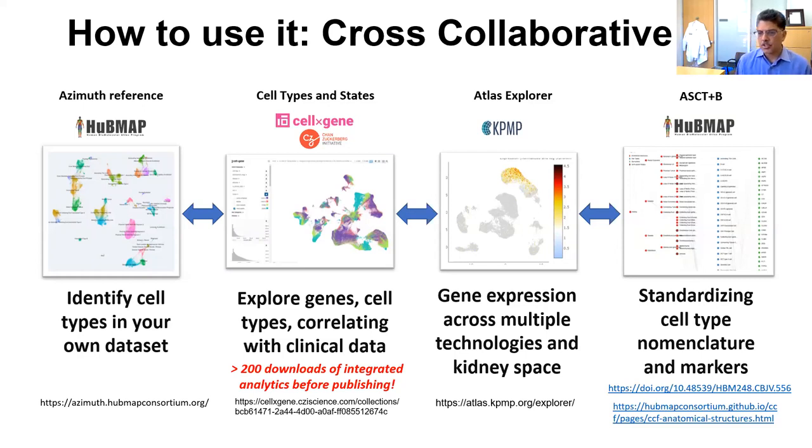The Atlas Explorer is from KPMP, and this allows you, across multiple technologies, to look at different kidney disease specimens and understand the expression and spatial distribution. And on the right side is a dynamic ASCT table from the kidney, which tells you about nomenclatures and markers across different ontology databases. So people can use that as a reference. Next slide.